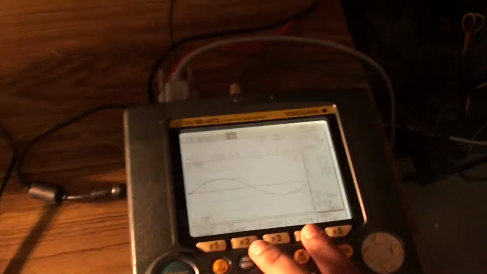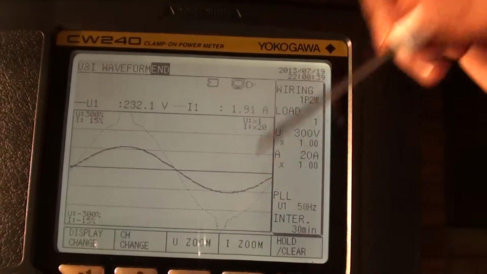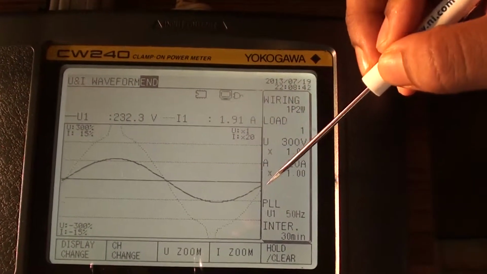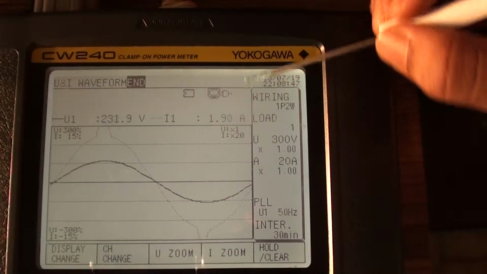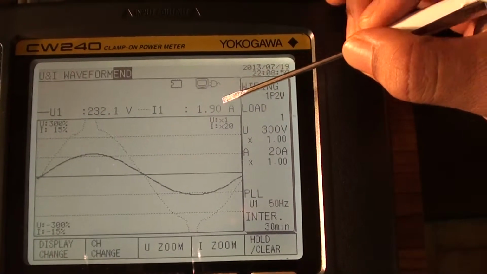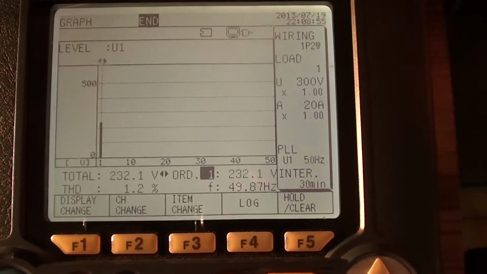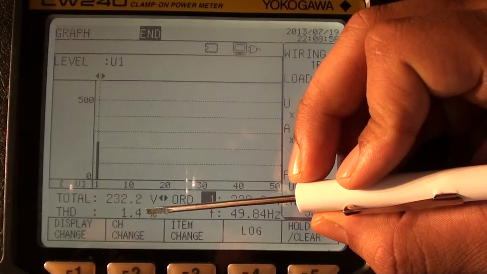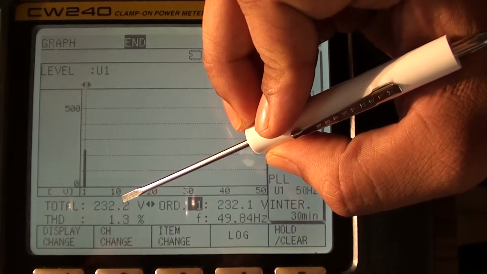Now let's have a look at the Yokogawa readings. What we have here with us is the waveform of both current and voltage. This sinusoidal waveform is voltage, which is 232.3 volt, and this waveform having a glitch is the current waveform having a value of 1.9 ampere. So now let's move to harmonics. There are no voltage harmonics, as we can see, nearly equal to 1.5%. The voltage value is found out to be 232.2.